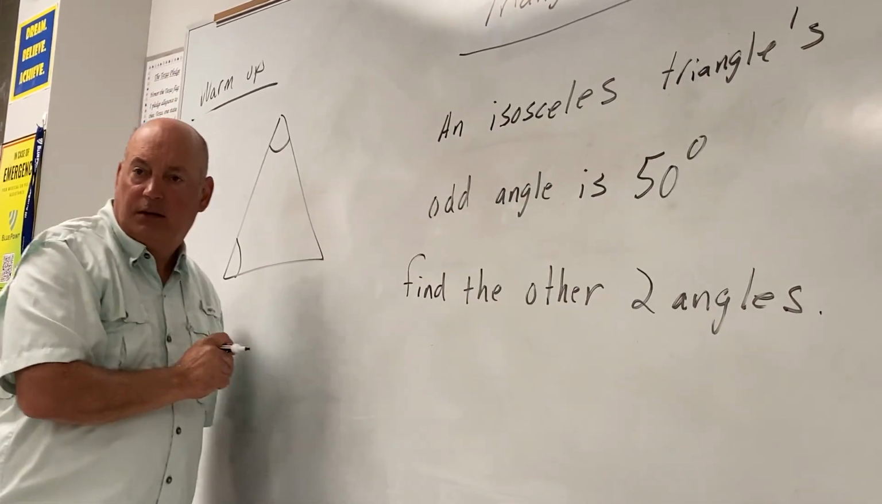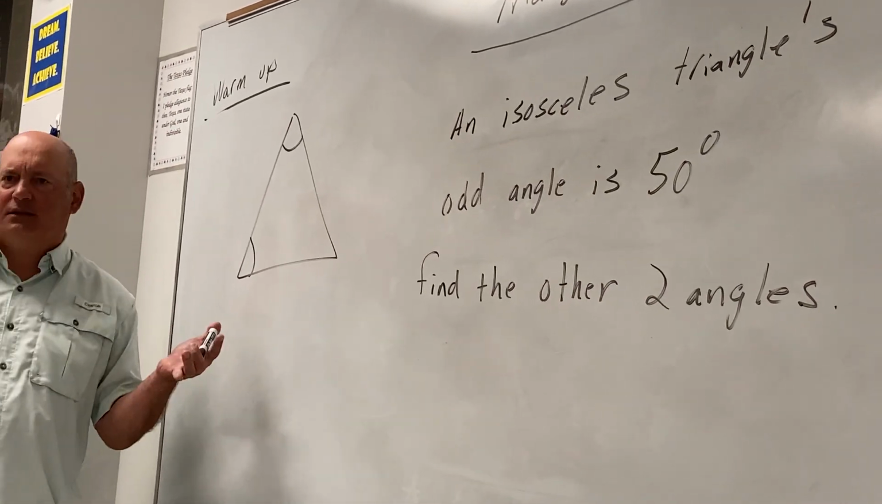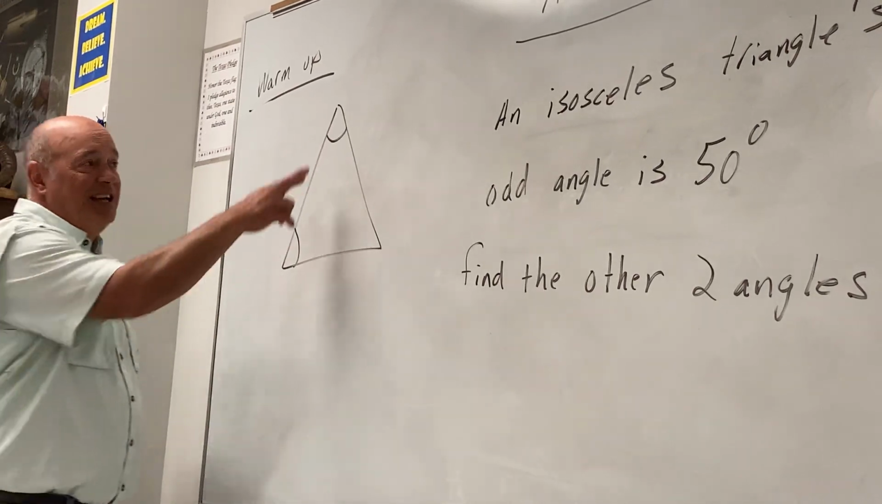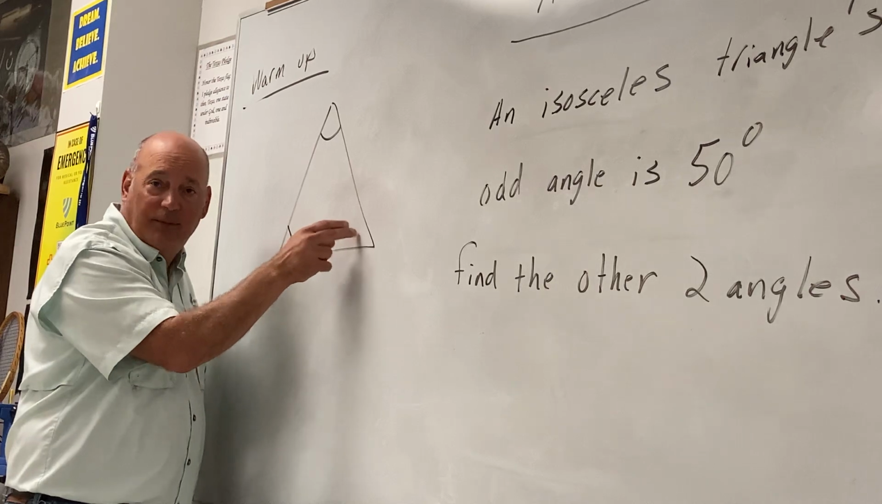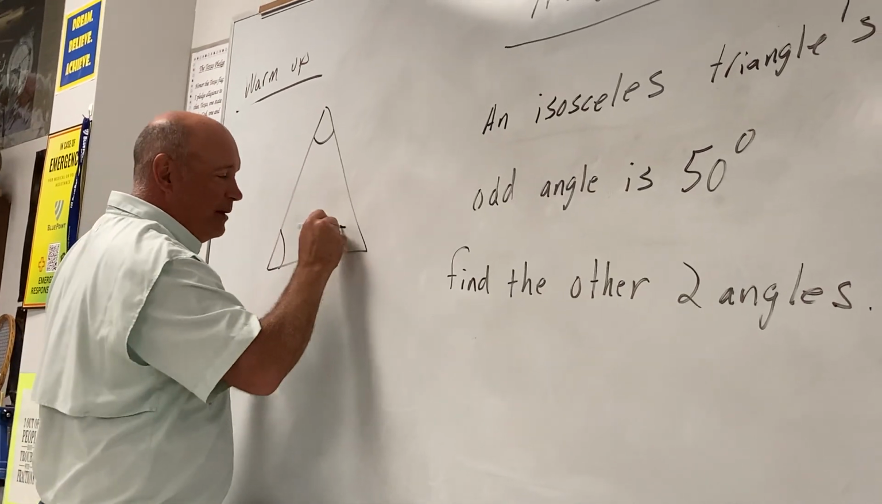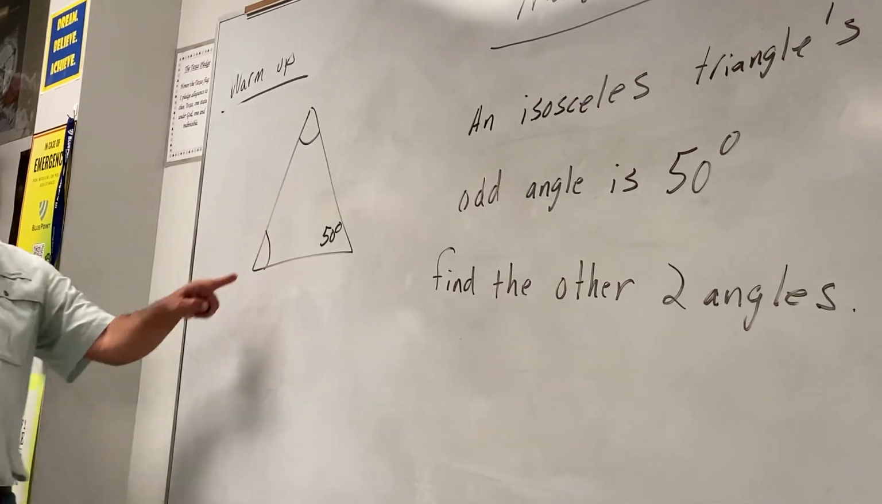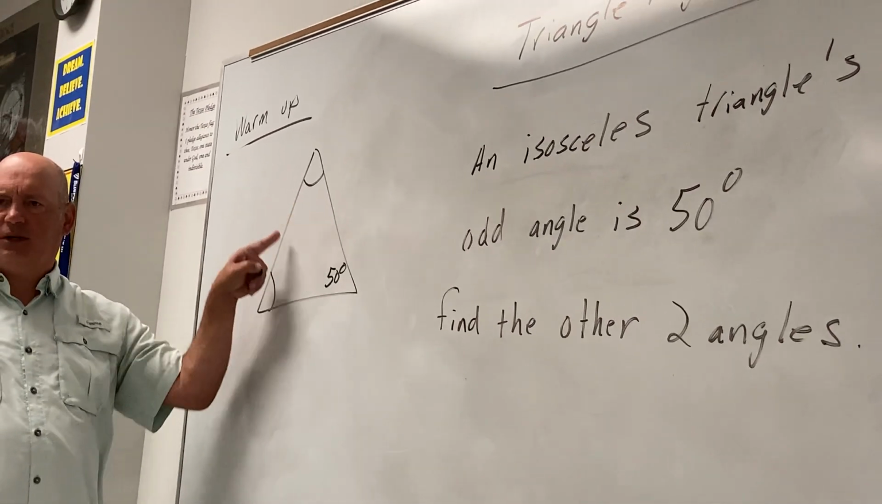If something's odd, is something like it? Does that make sense? So if it's the odd angle, which one does it have to be? That one. Odd man out means the one that's different. Does that make sense? Well, hold up. These two have to be the same. Keep that in mind.